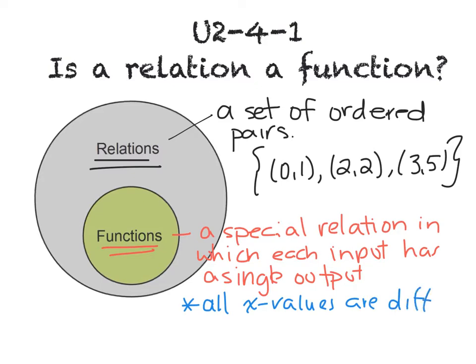So we're going to take a look at how we can tell if a set of ordered pairs is a function. And how are we going to determine that? We're going to look at our x values to make sure all our x values are different. Does each input have exactly one output? If we look at this relation up here, which is a set of ordered pairs, our x values are 0, 2, and 3. They're all different, so this is a function. If it's a function, we can write a rule. So let's move on to the notes.